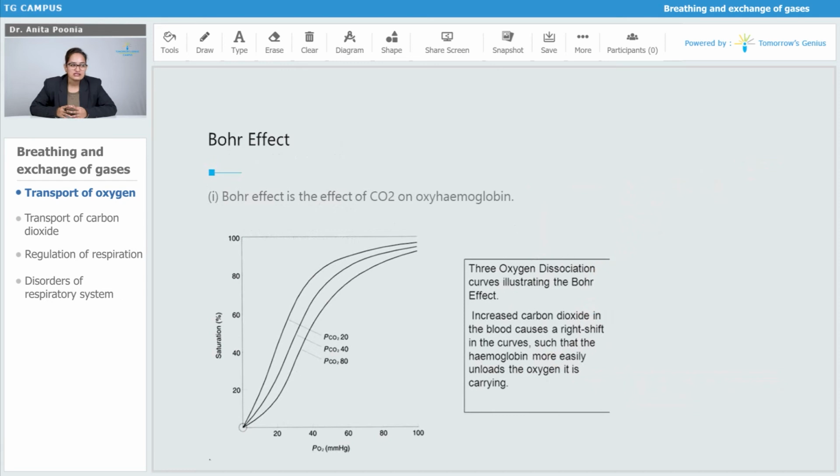Let us understand the Bohr's effect. The Bohr's effect is the effect of carbon dioxide on oxyhemoglobin. So here you see three oxygen diffusion curves illustrating the Bohr's effect. Increased carbon dioxide in the blood causes a right shift in the curves such that the hemoglobin more easily unloads the oxygen it is carrying.